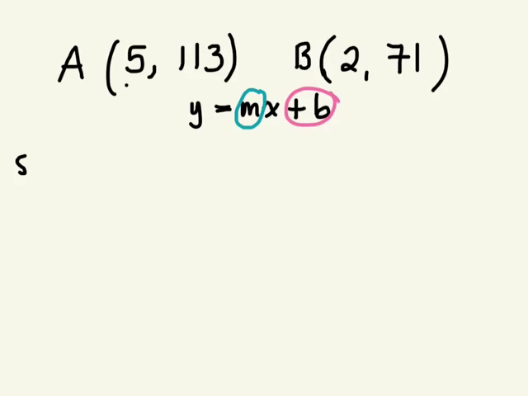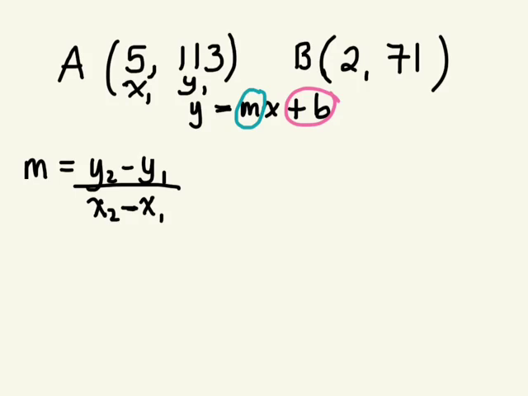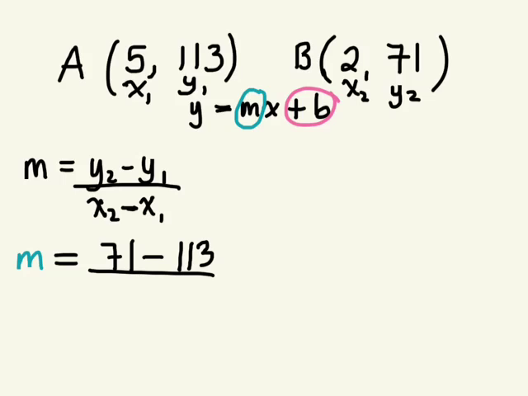Good. We can find m by using the slope formula. Because we're given 2 of the coordinates, so let's call this x1, y1, and x2, y2. So I want you guys to find the slope of the line as the first step. Okay, so we're going to plug in y2. In this case, I labeled it as 71. Take away, what's y1? 113 over, what's x2, Michael? 2 minus, what's x1? Good.